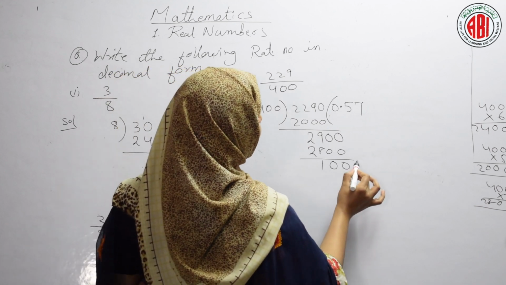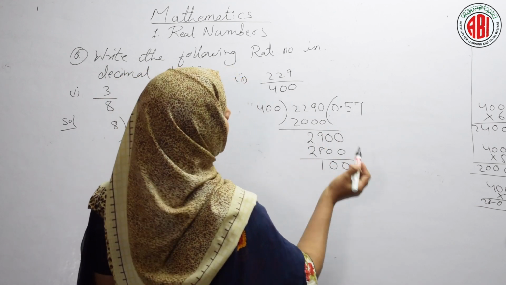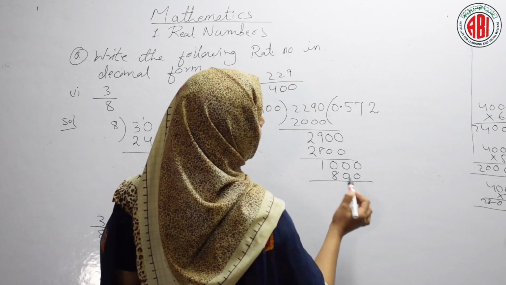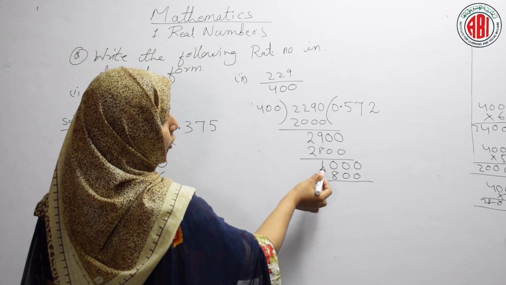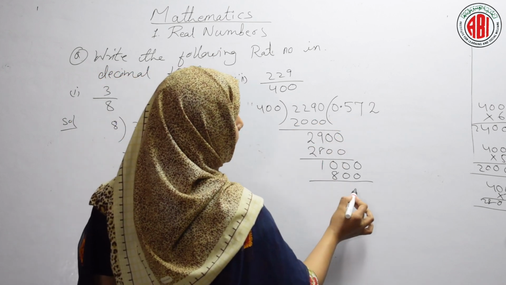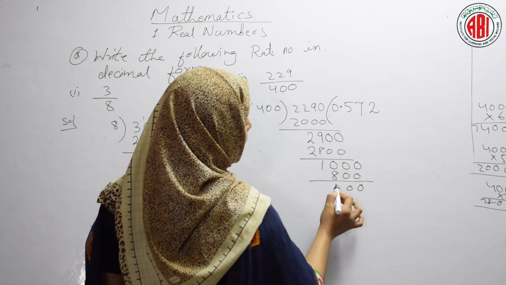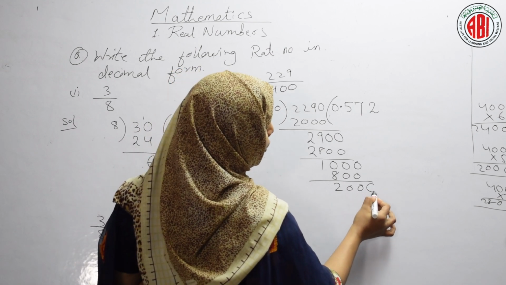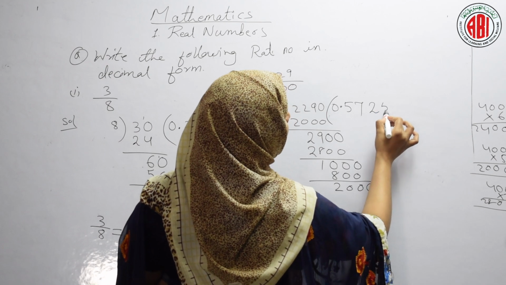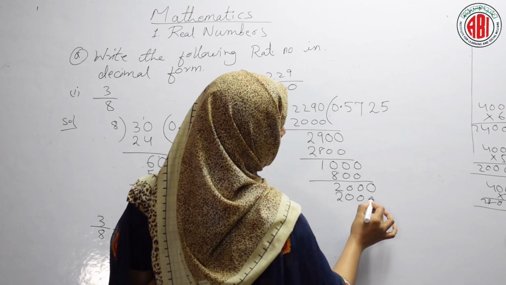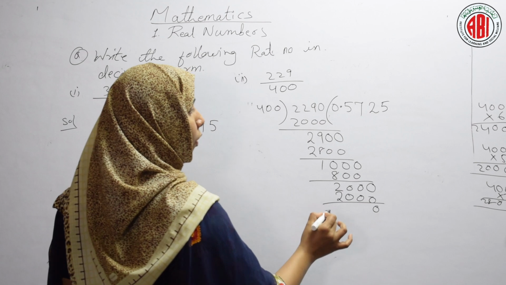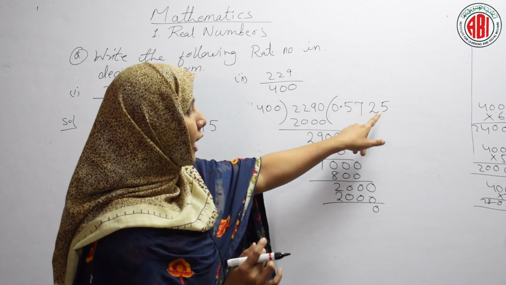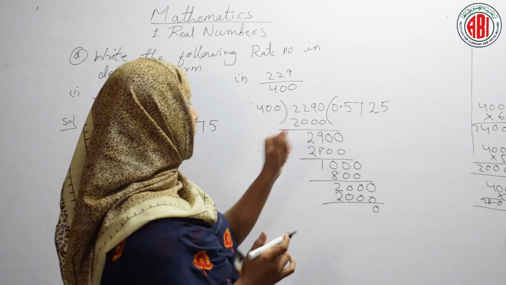100 we can't get. So what can we do? We will add one more 0, 400, 2s are 800, 400, 3s are 1200, that we can't use here. So 400, 2s are 800. Now subtract it, 10 minus 8 is 2, 200. Again we are not getting remainder 0. So add one more 0 here, 400, 5s are 2000. We are getting remainder 0 over here. So this is a terminating decimal. If we are getting remainder 0, we can say it is a terminating decimal.